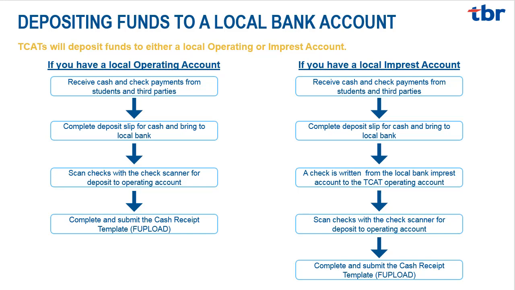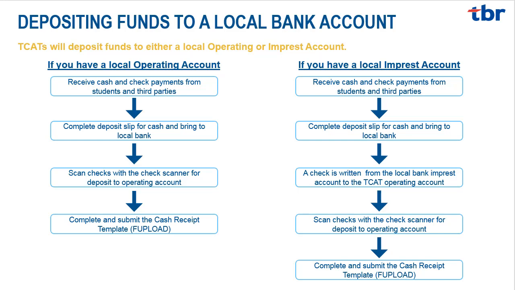If you have an operating account with a local bank, you will receive cash and check payments from students or third parties. You will then prepare a deposit slip for cash payments and take it to the local bank. Checks should be scanned through the check scanner for deposit to the TCAT operating account. The cash receipt template will then be completed and emailed to the Service Center along with a scanned copy of the deposit slip.